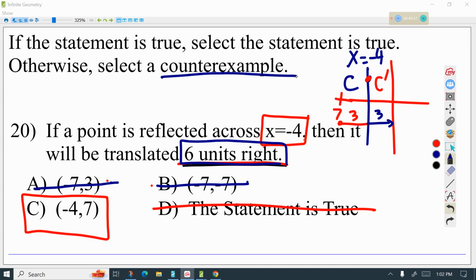And we're not looking for an example, we're looking for a counterexample. All right? So these would both be examples. But again, we don't want examples. We want counterexamples. All right?